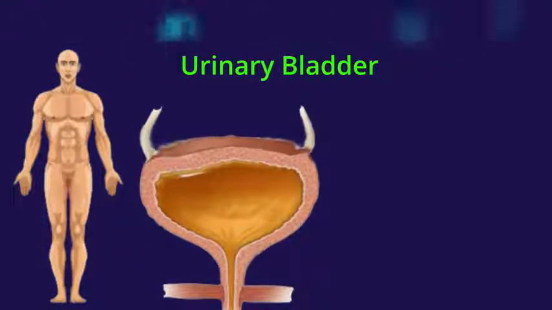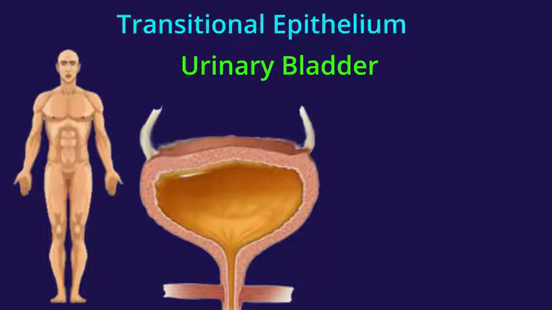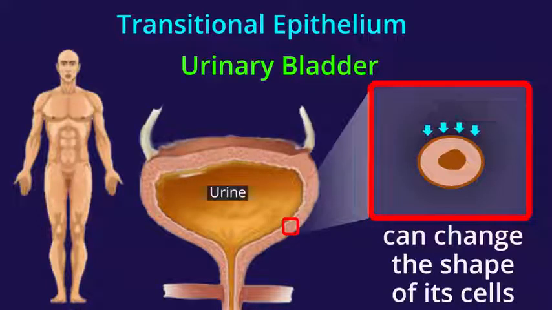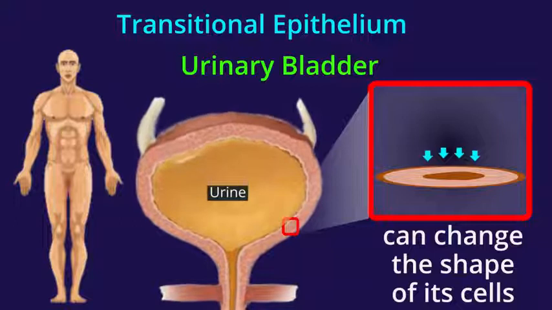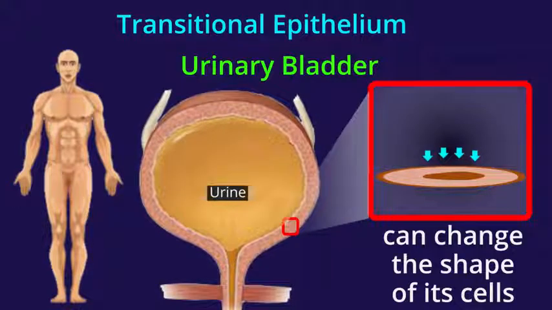This organ is made up of transitional epithelium. Transitional epithelium can change the shape of its cells from round to flat as the bladder expands while holding a lot of water in it. Isn't it amazing how our body functions? You should go ahead and read more such amazing facts about our body.